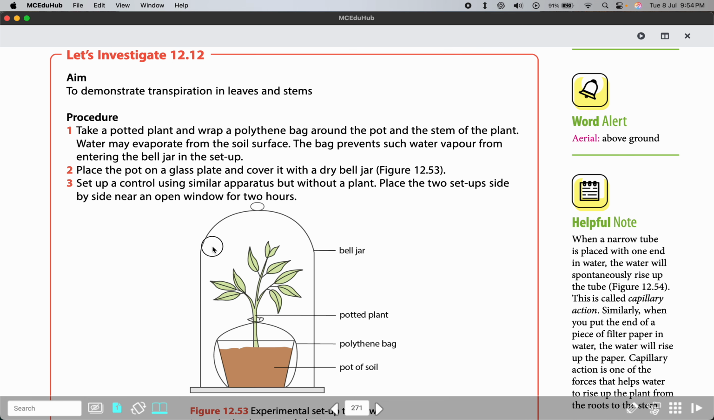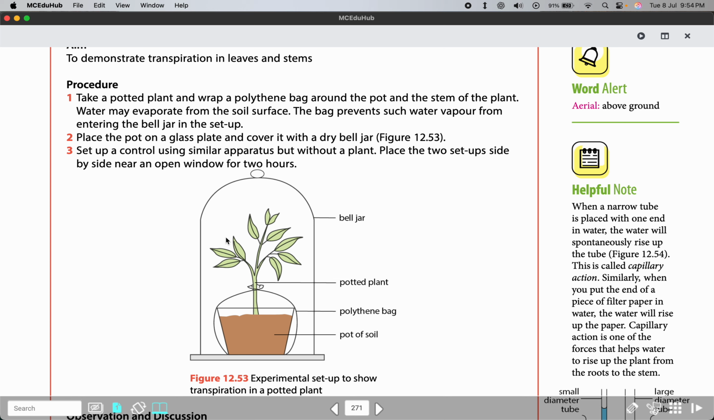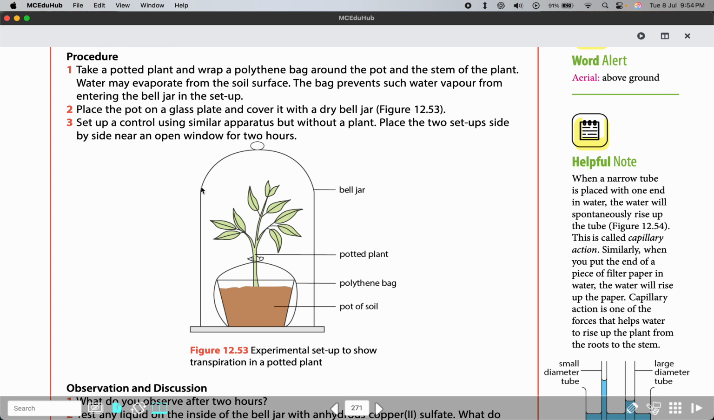So how can we actually test for transpiration? There are a few ways we can do that. So one way is by putting this plant inside a plastic bag here, to prevent any of the gases from the soil from coming out. And what can we do? All right, so we can do a few things to it.